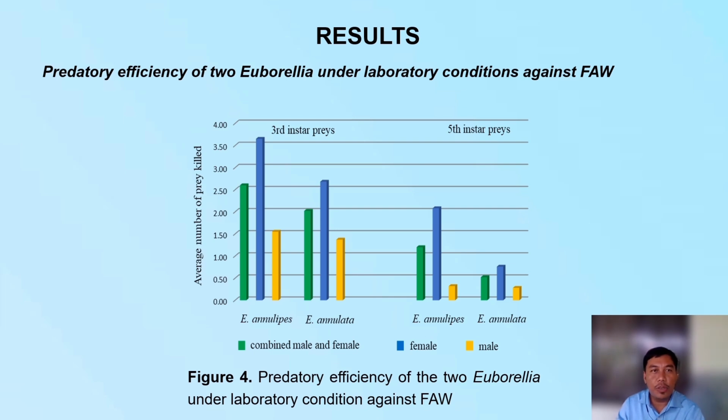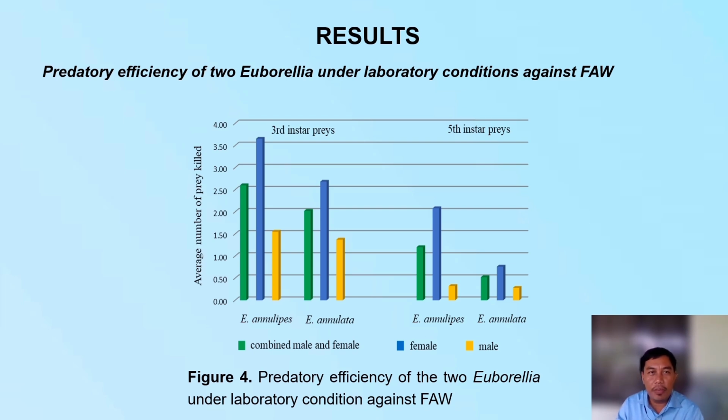Similar results were gathered using fifth instar prey, but the number of preys killed by both predators dropped immensely: a total of 60, with an average of 1.20 preys were killed by 50 adult E. annulipes, and 26 with an average of 0.52 preys were killed by 50 adult E. annulata. Results showed that the larger E. annulipes killed more larger preys than E. annulata, and the difference was significant.